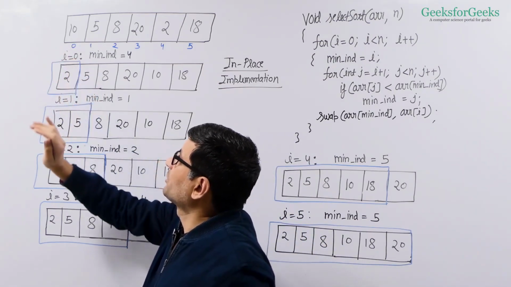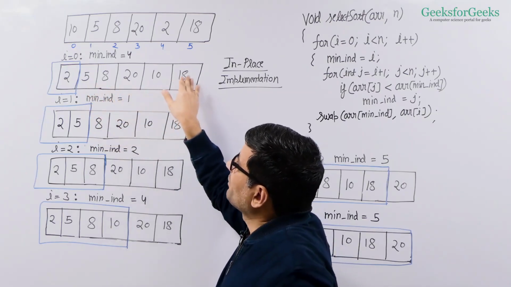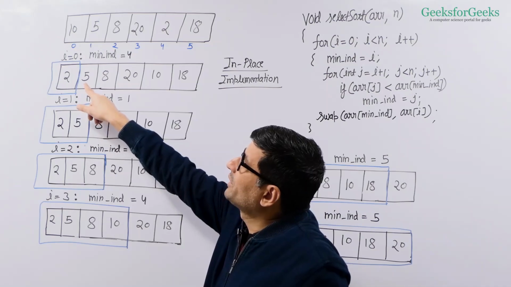And now what we do is, we know this element is sorted. This is fixed at its correct position. Now we have this remaining array, and we find out the minimum element in this remaining array. And minimum element in this remaining array is 5.